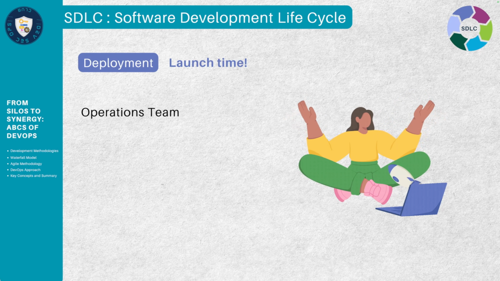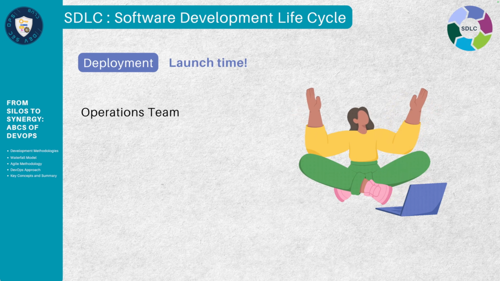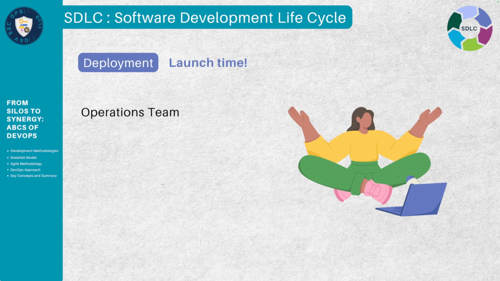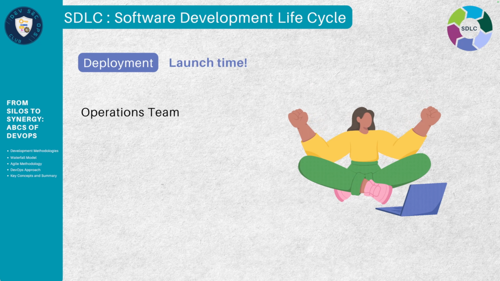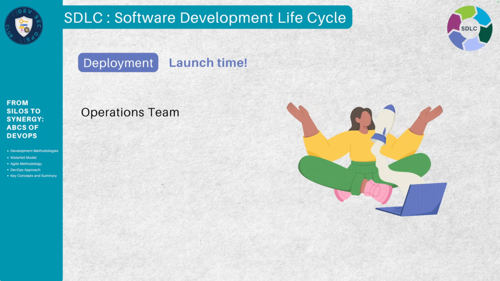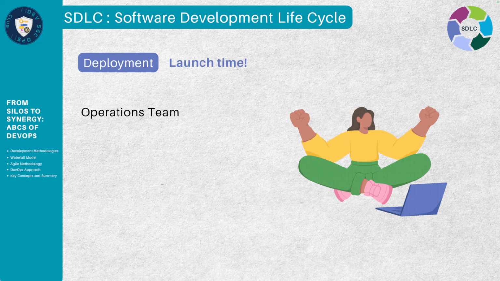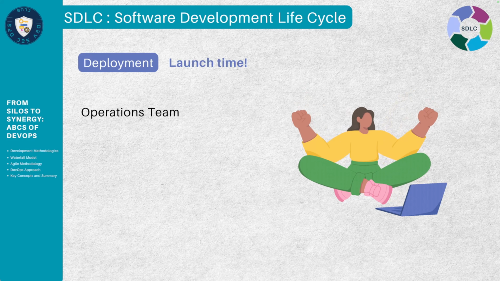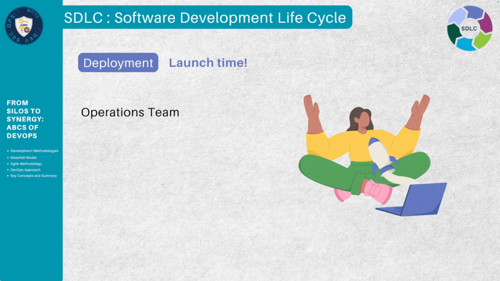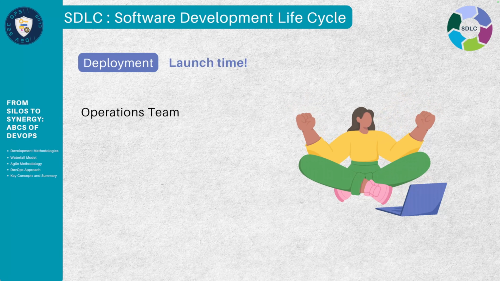So the deployment team itself can be one of the teams, called a deployment team. The operations team is different. So all your network administrators, Linux administrators, or system administrators, right? Everybody comes under operations. Okay. So once it is tested, then we do the deployment, and it's launch time, right?